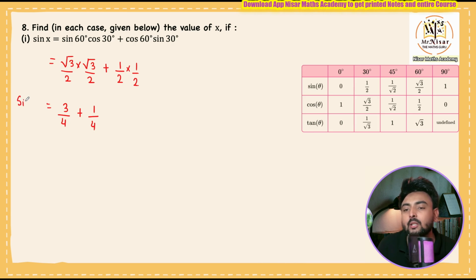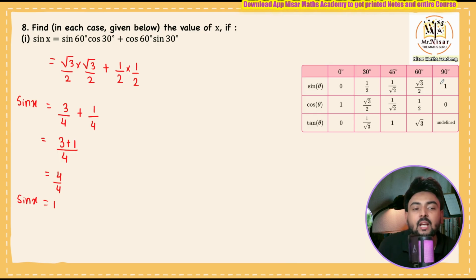We need to solve this first. Then the denominators are same, so write the denominator once. If addition is there, add. If subtraction is there, subtract. So 3 plus 1 is 4, and 4 by 4 is 1. Now see, this is the final step which is very important. Now you have to see at which angle of sine the value is 1. At which angle of sine the value is 1. So here it is at sine 90.